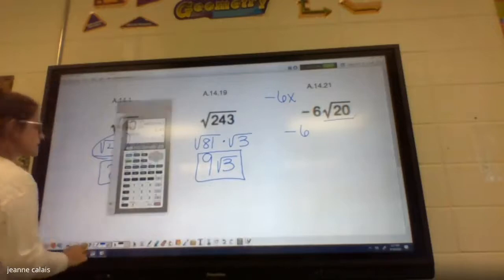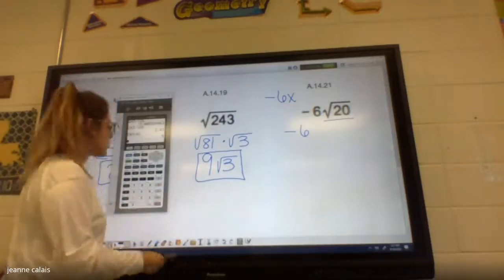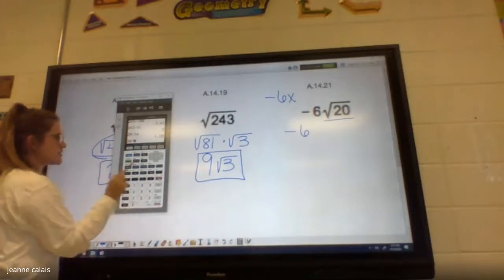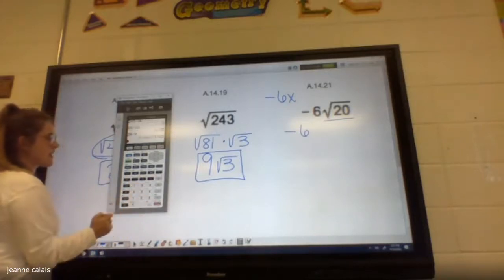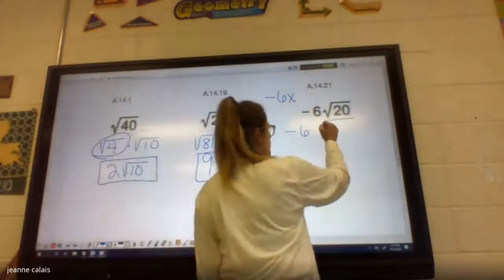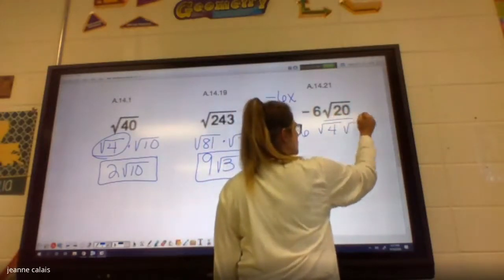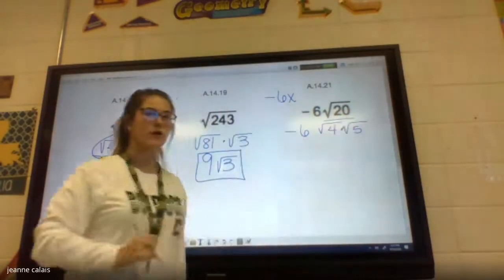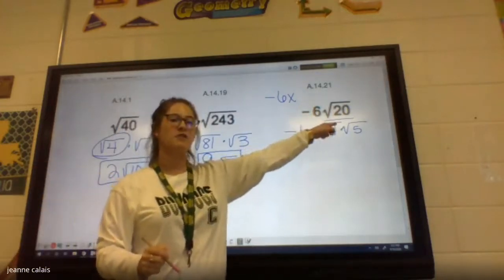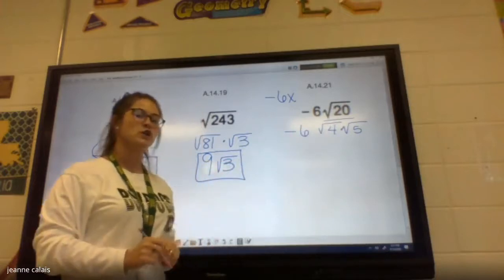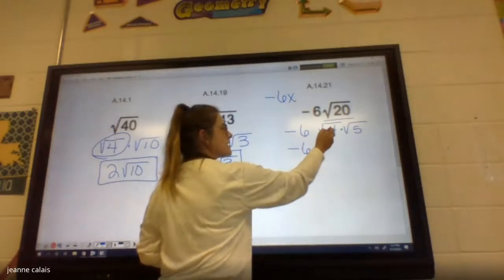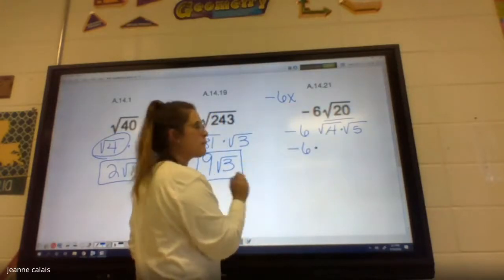Some of you maybe already know what factor goes into it, but I'm going to go ahead and just show you dividing. I started with 16, then 9. 20 divided by 4 is 5. So the square root of 4 times the square root of 5. Remember, we just said this is -6 times the square root of 20. So what you're going to do is negative 6 times, simplify this. The square root of 4 is 2.